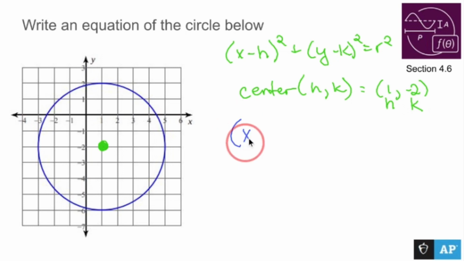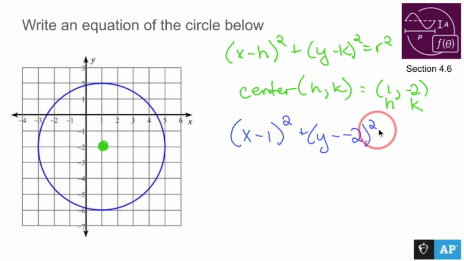We have (x - 1)² + (y - (-2))² = the radius squared. Well, the radius is not that bad to find. Don't try to find the radius diagonally. Just count up, down, left, or right until you hit the outside of the circle. 1, 2, 3, 4. So the radius is 4. So that equals 4 squared.